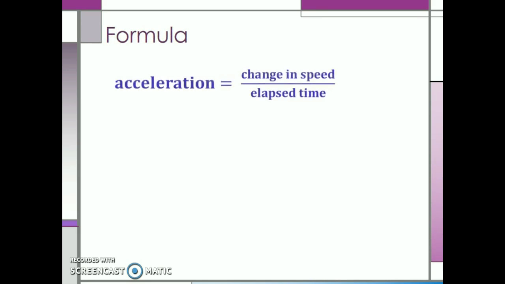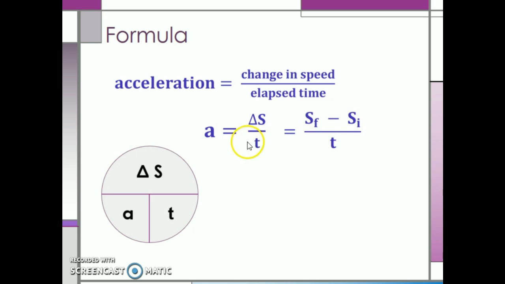Let's look at our formula for acceleration. Acceleration is equal to the change in speed divided by the elapsed time. In other words, A equals delta S divided by t. The triangle is the Greek letter delta, which means change in. We can write the change in speed as S sub f, or final speed, minus S sub i, or initial speed. So change in speed will always be your final speed minus your initial speed. Our complete equation is A is equal to S sub f minus S sub i, divided by t.